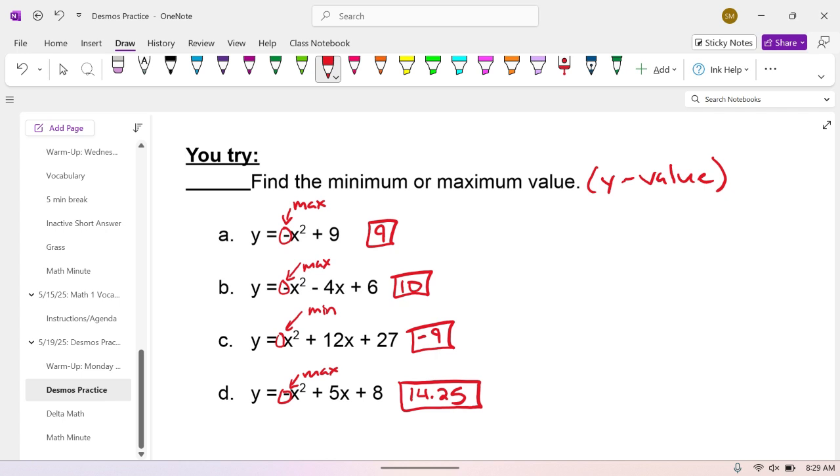All right, so let's go with Neely. What'd you get for A? 9. Good. Riley E, what'd you get for B? 10. Good. Olivia, what'd you get for C? -9. Good. And Lysandra, what'd you get for D?